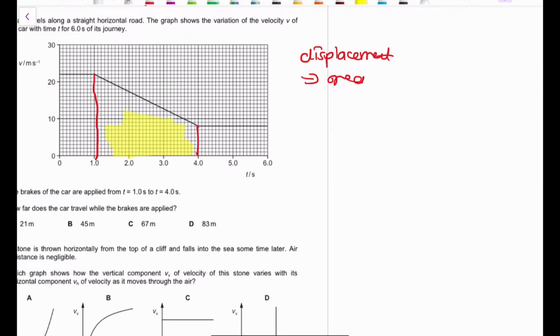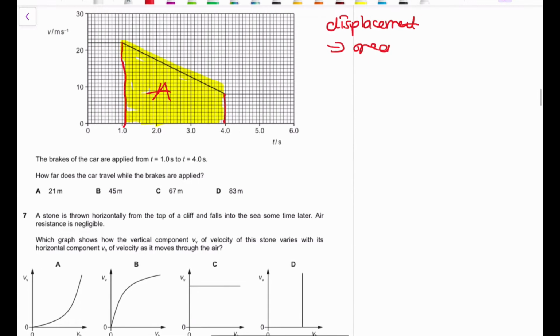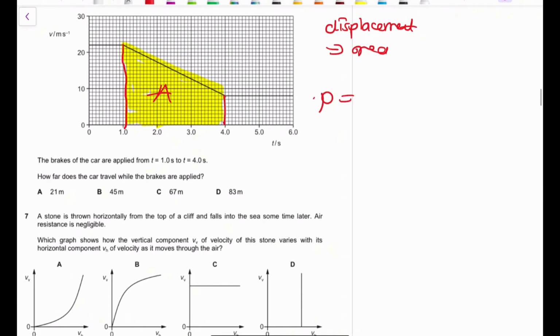This whole area is going to be equivalent to the displacement that you're going to be seeing, okay? So if you find the whole area underneath this graph A, we can then find the displacement. What do we know? We know that the displacement D is going to be 1/2 (A + B) multiplied by H, right?